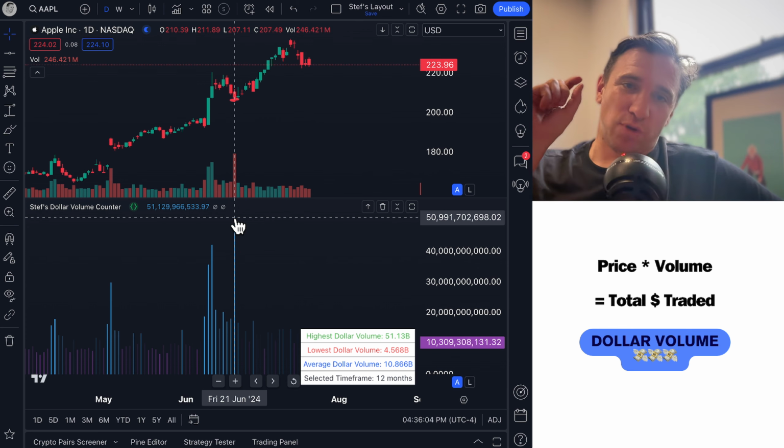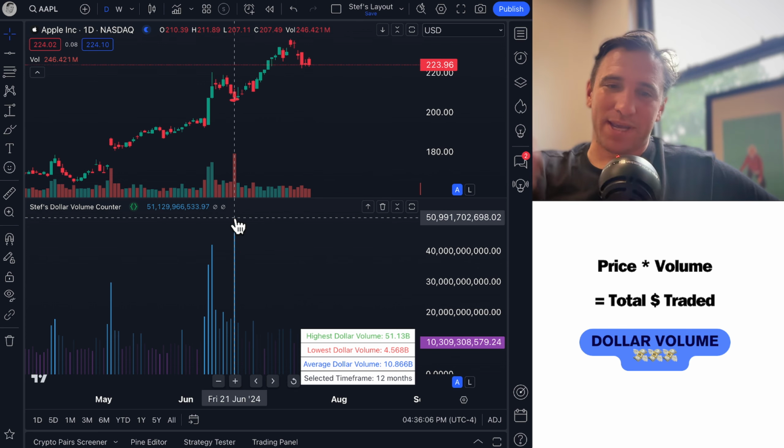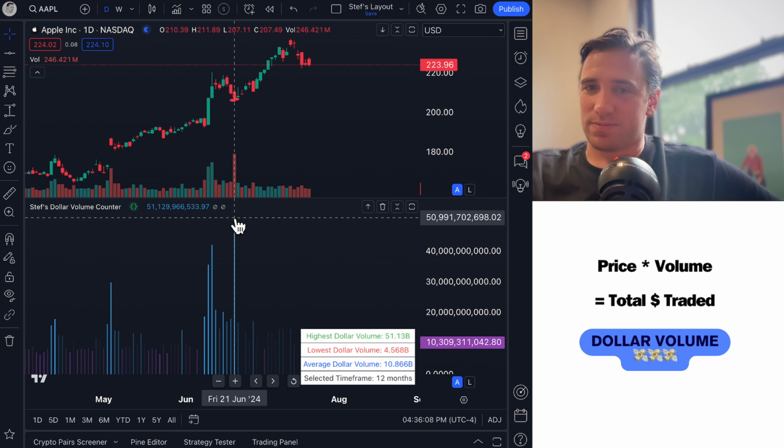51.1 billion from 9:30 a.m. Eastern to 4 p.m. Eastern. I mean, it's just flat out. I mean, you just don't see that often. In a single trading session, $51 billion were traded in Apple.